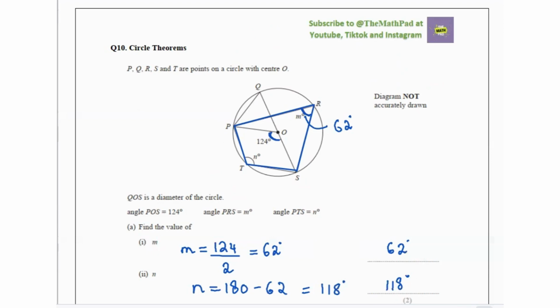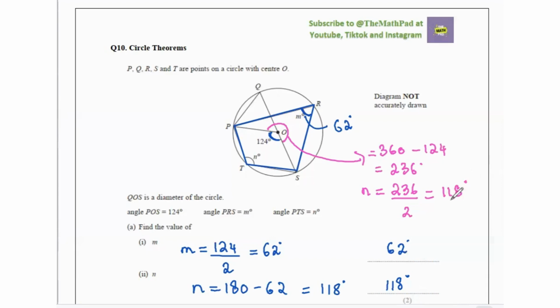Another thing you could have done was find this angle over here. This angle would have been 360 minus 124, which gives us 236. Now, the same rule that we applied for angle m, we can apply for angle n as well. Angle at the center is twice the angle at the circumference, which means if we do 236 divided by 2, that gives us 118.